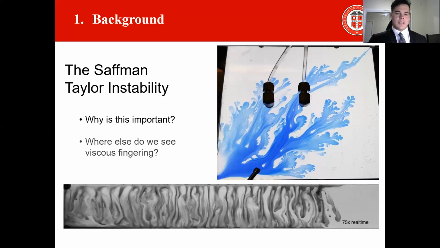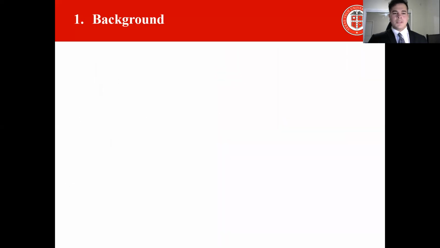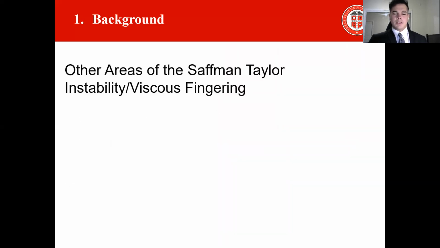Where else can we see viscous fingering? Well, viscous fingering has an impact in many other areas, such as fluid transport. The more we can study the development of these instabilities, the greater impact it would have in many other areas, such as CO2 sequestration, which is the process of injecting carbon dioxide in liquid form to displace another fluid, such as oil.